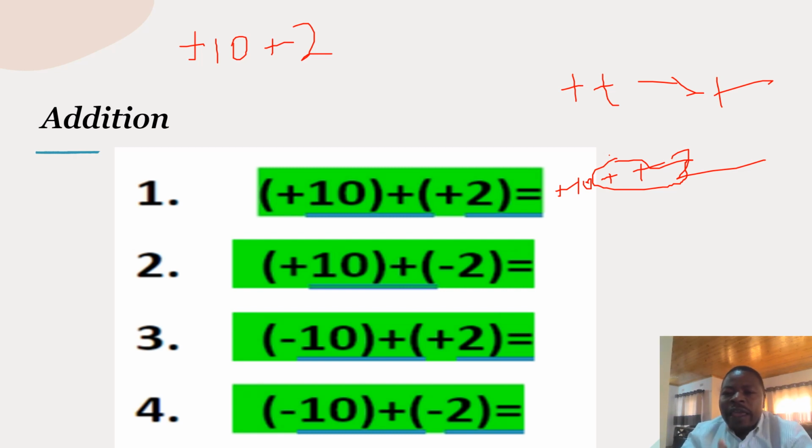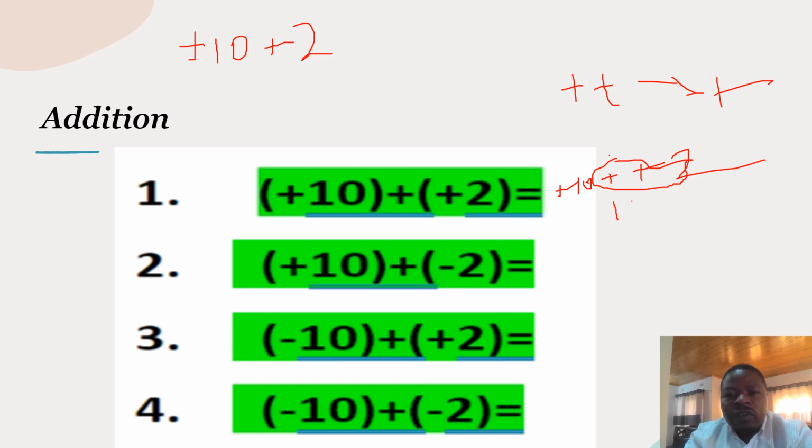We add them. Why? Not because there is addition in between. We are adding because the signs are similar. That's the condition I'm telling you. That's the condition you have to consider. Are the signs similar on the 2 numbers that I'm dealing with? Yes. So add 10 plus 2, 12. So the answer is going to be 12.